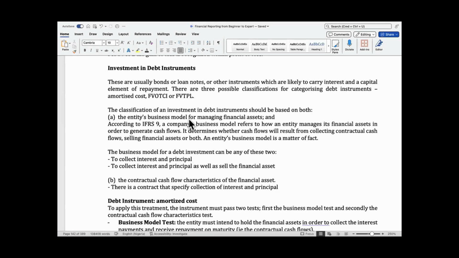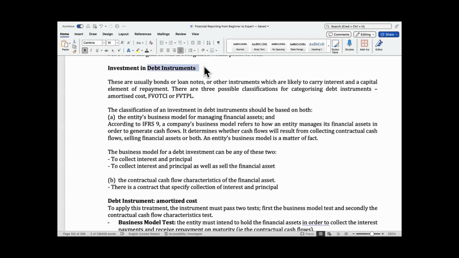So I'm making progress. Investment in debt instrument. Okay. So you see, this is also under financial assets. This is the other part of financial assets.